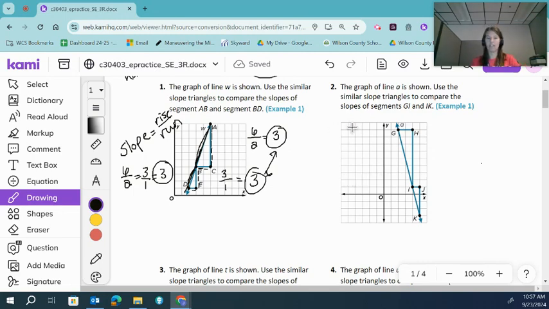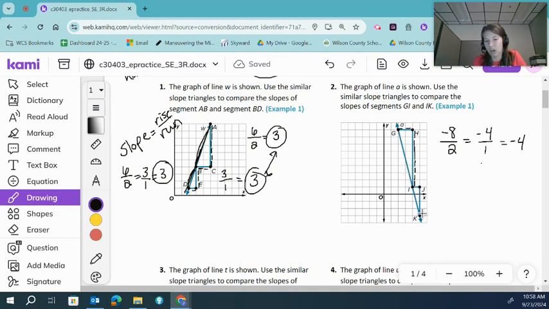Let's take a look here at the second one. Now our vertical height here, notice we are going downhill. So we are actually going down 1, 2, 3, 4, 5, 6, 7, 8. So we are negative 8. That means our slope is going to be negative because we are going downhill from left to right. My horizontal height is 2, so negative 8 over 2, which simplifies to negative 4 over 1, or negative 4. So the slope between GI is negative 4.